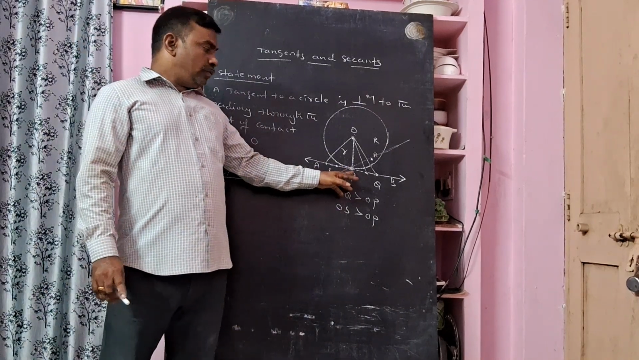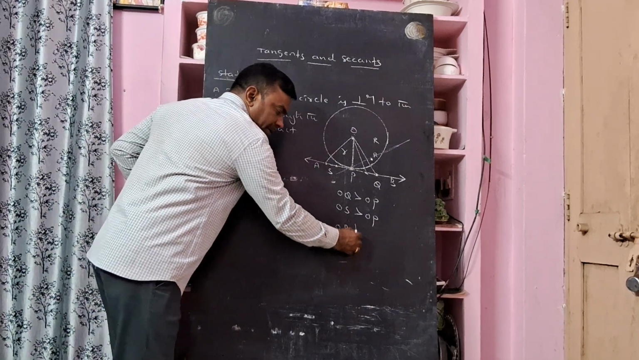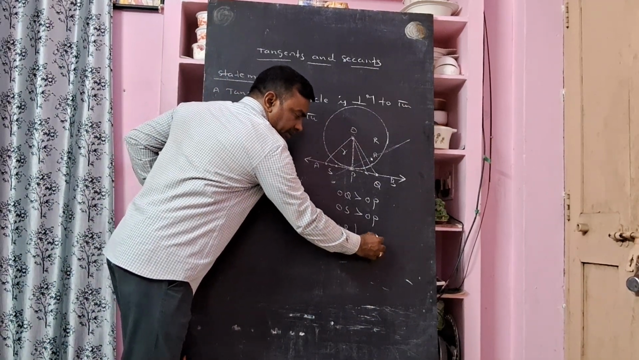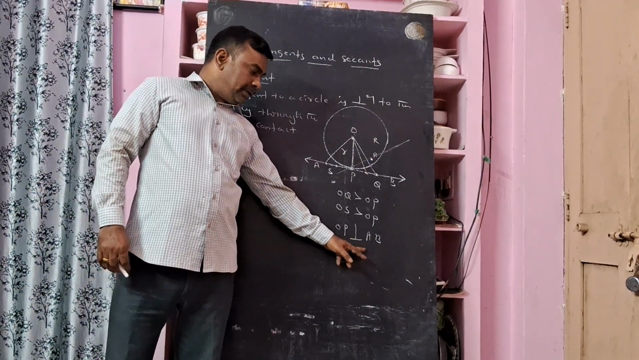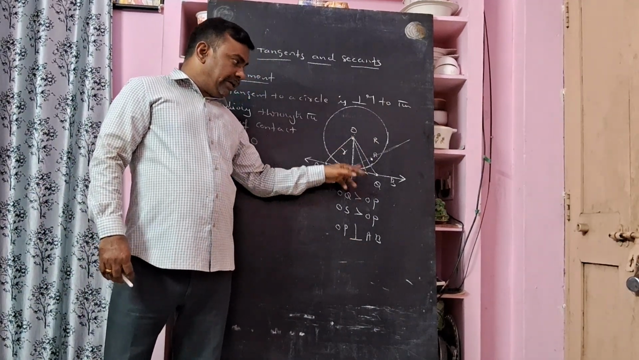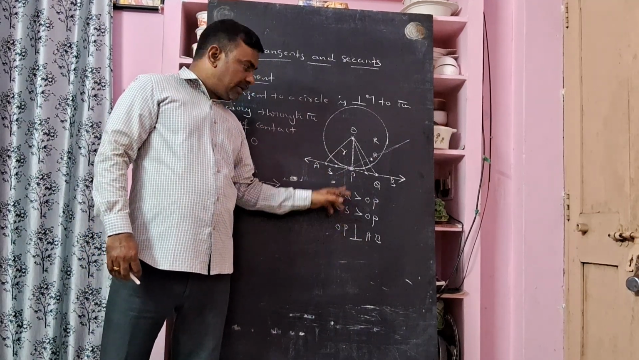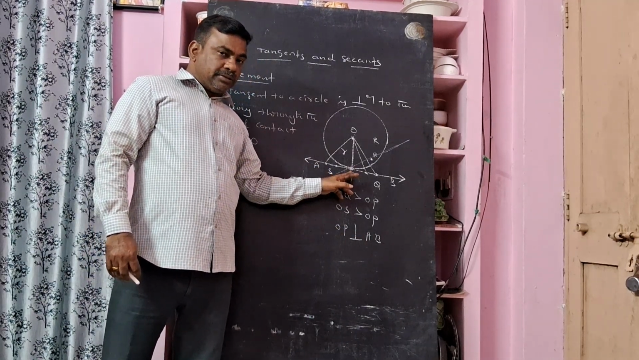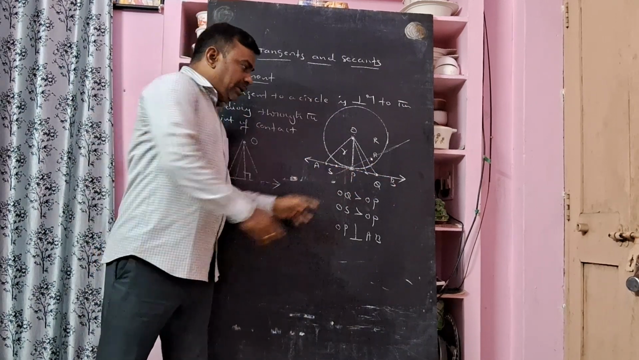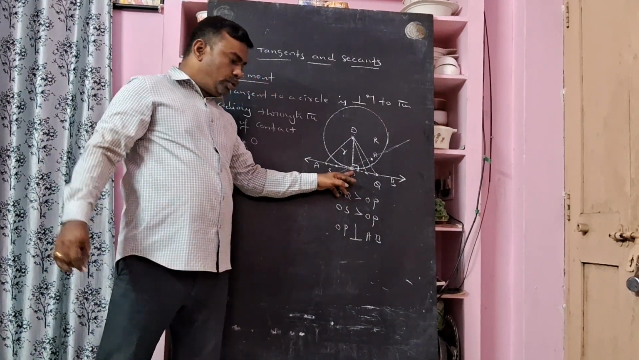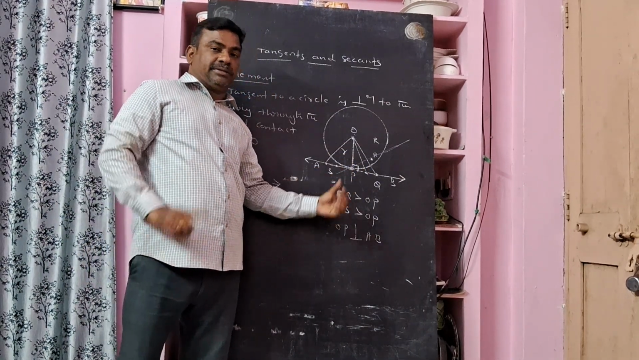Therefore, OP is the shortest length. Therefore, OP is perpendicular to AB. That means this is the tangent AB and OP is the radius through the point of contact P. So a tangent to a circle is perpendicular to the radius through the point of contact. Understood?